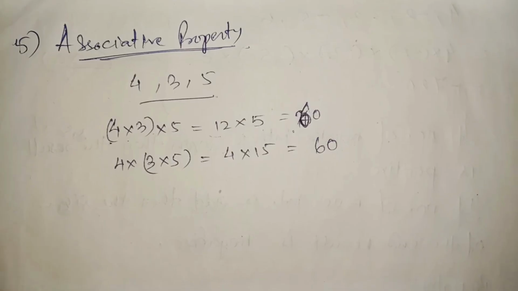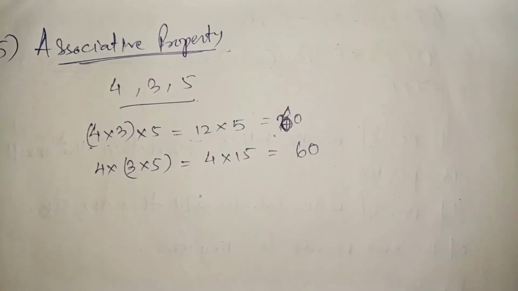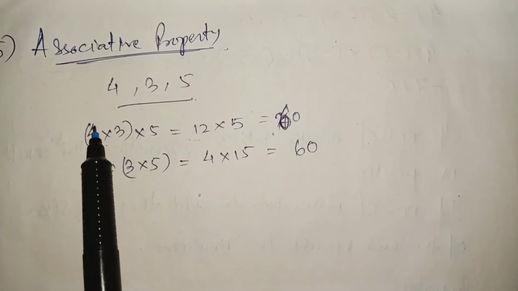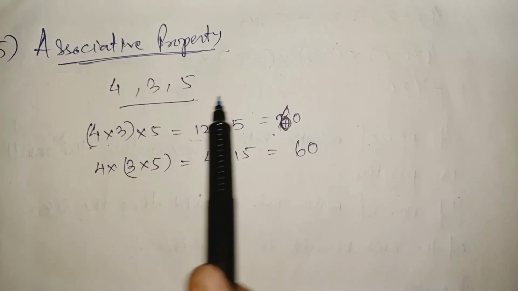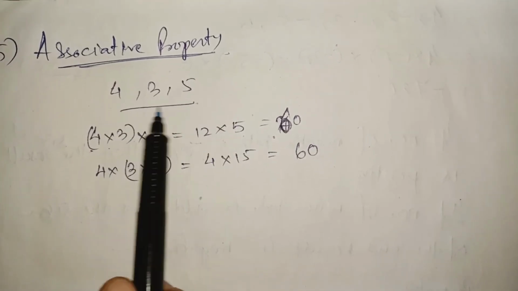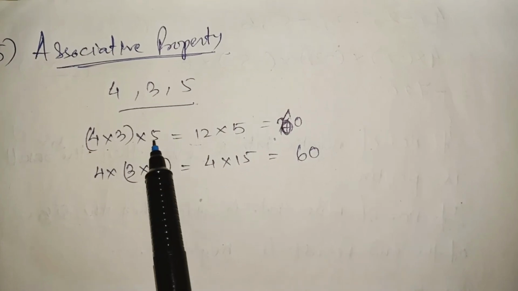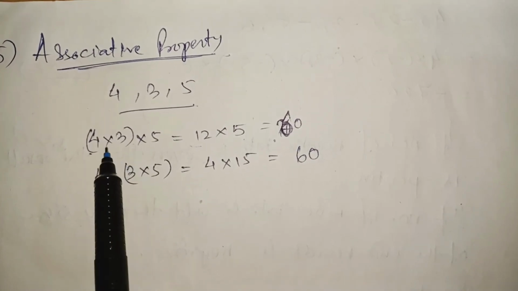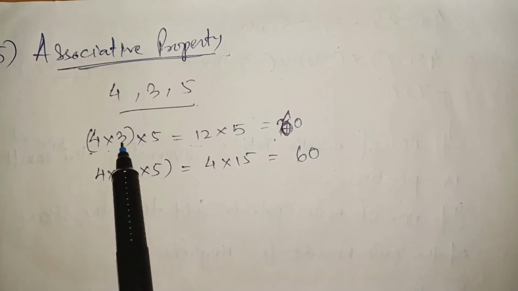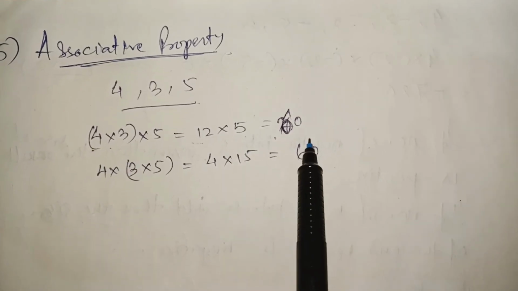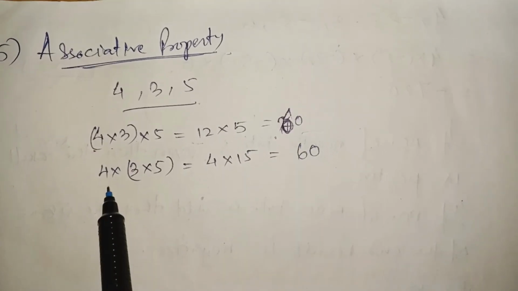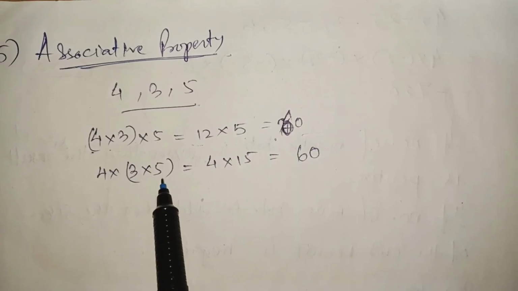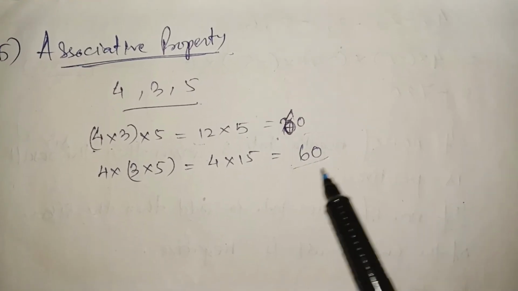Next comes associative property. Here let us take any random integers like 4, 3, 5. हमने ये 3 integers लिए and we group them in this way. First, in the first case we will group 4 and 3 together, we will get the result 60. Again in the second case we will group these two numbers together and again we will get the same result.